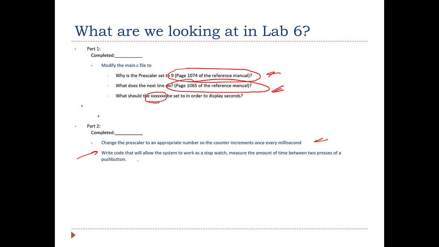It also says to write code that will allow the system to work as a stopwatch, measuring the amount of time between 2 presses of the push button. You've used the joystick or whatnot, so you can use that and implement a stopwatch that outputs the amount of time between the first press and the second press. Okay, so that's all for Lab 6.